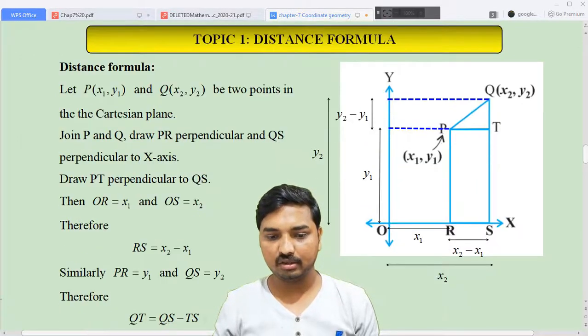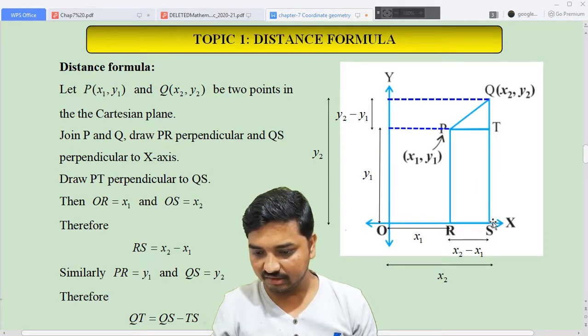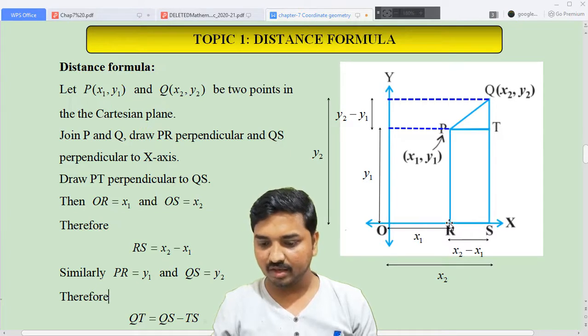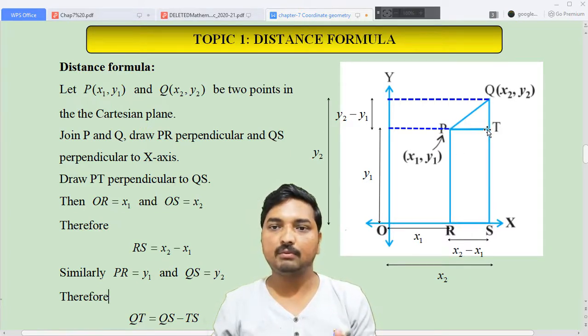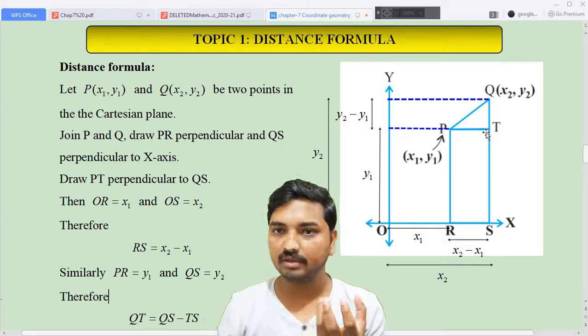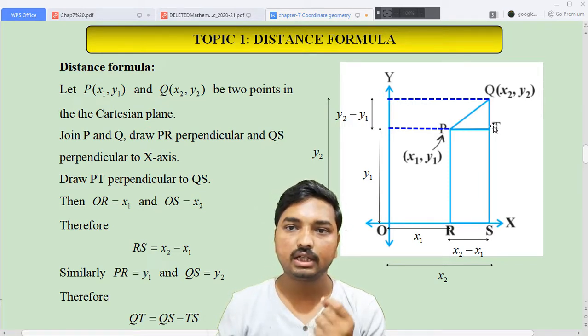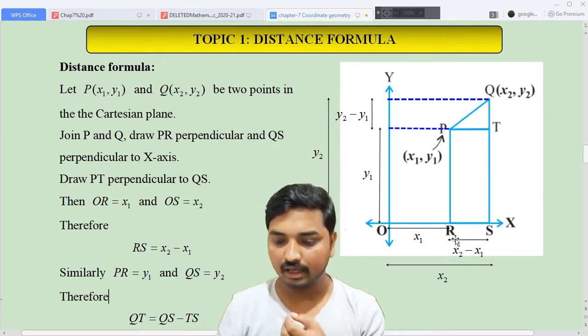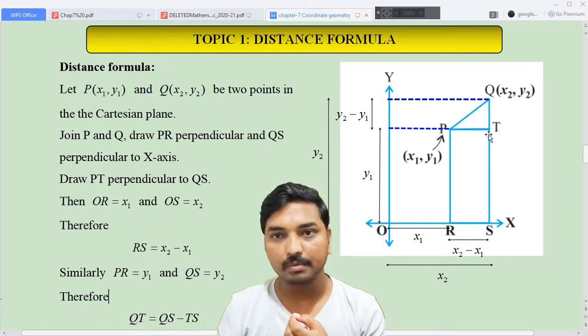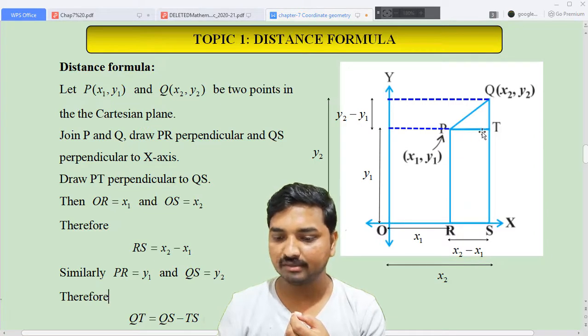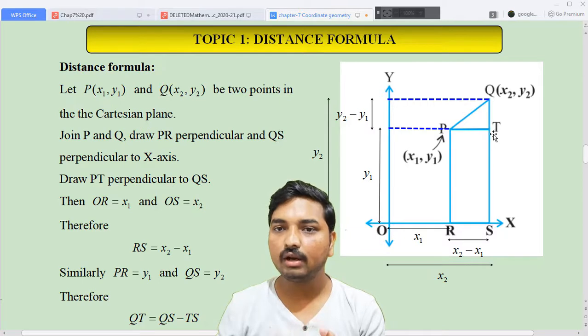Now try to understand one more thing. Here RS is equal to x2 minus x1. The R to S length and the P to T length will be the same once again. It's clear from the figure. Look at the figure: the distance from R to S and the distance from P to T are one and the same. So we can treat RS as equal to PT. Therefore, RS is equal to x2 minus x1 means PT is also equal to x2 minus x1, and also QT is equal to y2 minus y1.